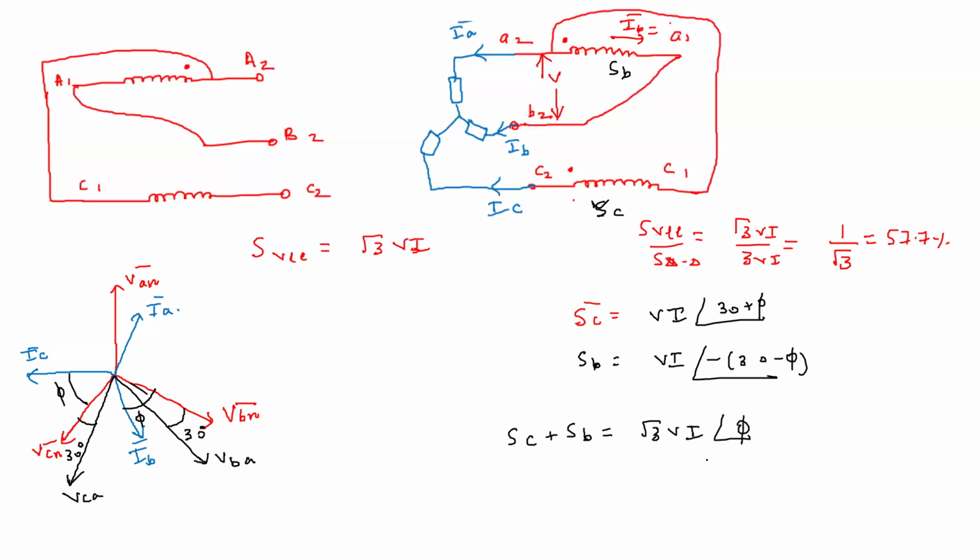I am not expanding on this because it will consume some time, but if you calculate it, it will come out to be root 3 VI phi. So this is how the power for this open delta winding is there.